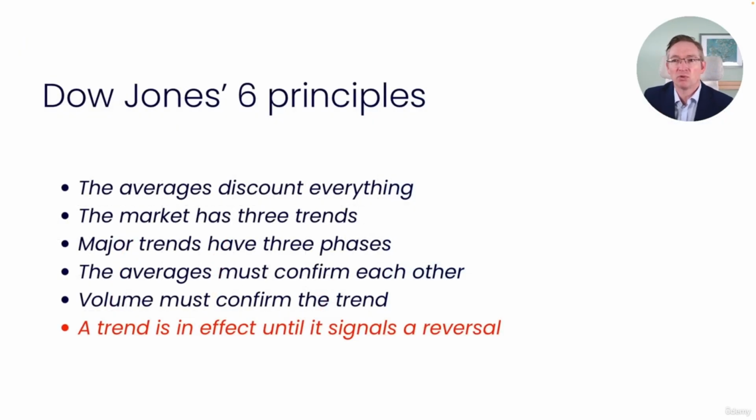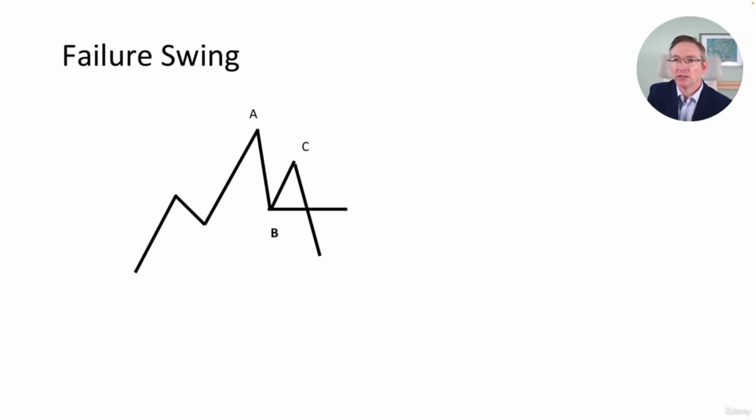Now this is where it's important, because this is what Dow believed: that a trend is in effect until it signals a reversal. So here's the question: how do you find a reversal? Now this is important. I'm going to give you 2 ways of finding a reversal in swing chart trading. First of all, the first reversal is called a failure swing.